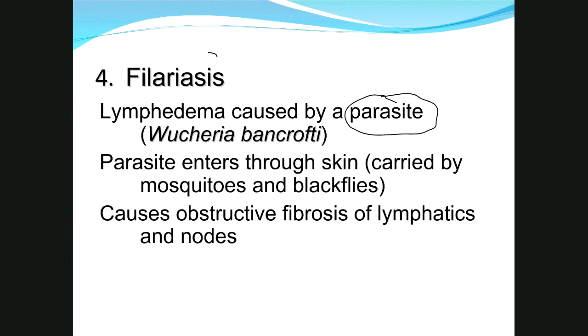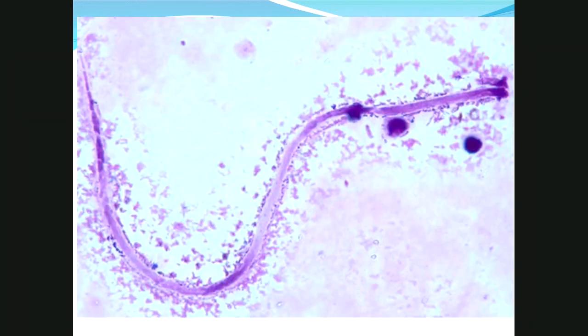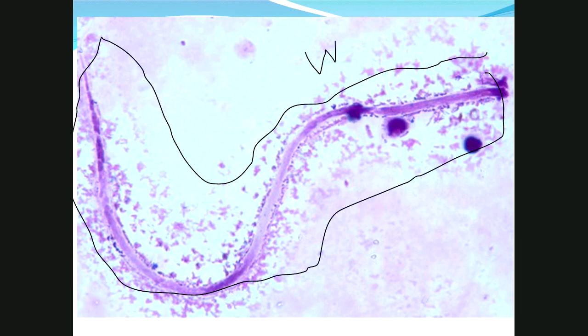So this is the parasite. It's carried by black flies and mosquitoes. It looks like this. There it is right there. It's a little tiny worm, a microfilarial worm. And what it does when it gets in there is it travels to your lymphatics.